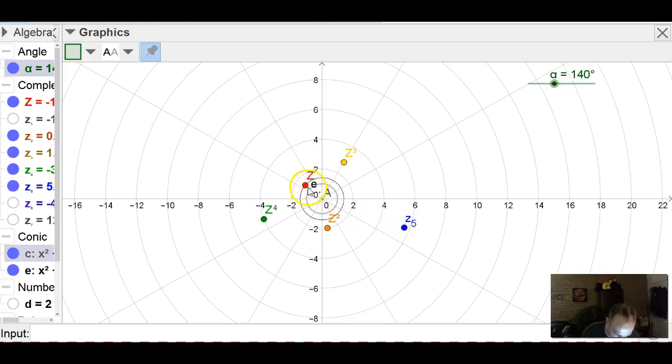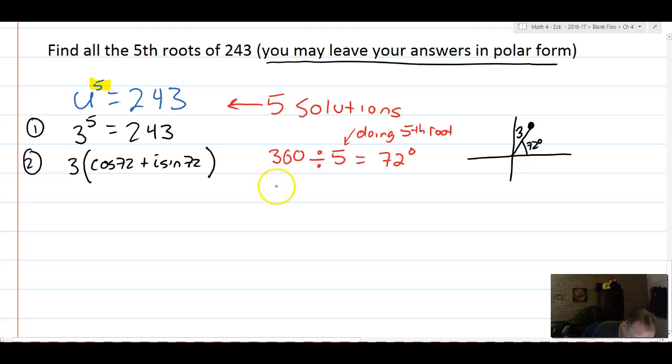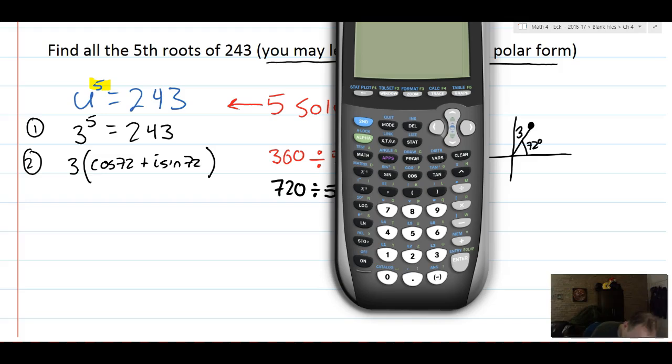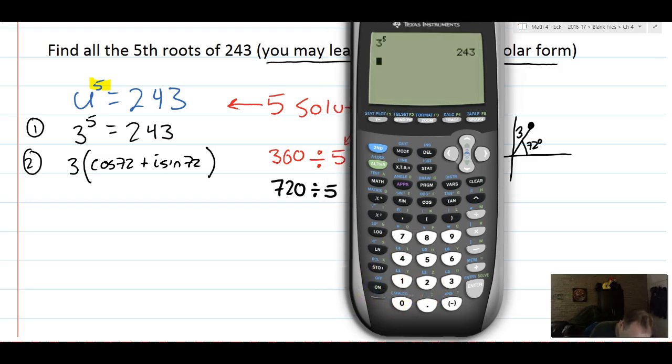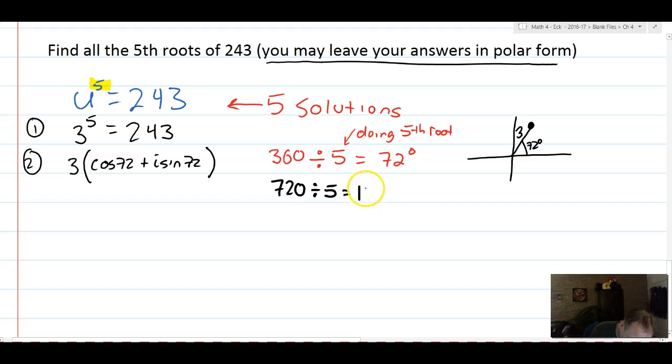It looks like at a little bit more than 140, when z is over in the second quadrant, I'll have gone two times around and I'll be back at the zero axis. So two times around is represented by 720. To find this next one, I'm going to do 720 divided by 5 and get 144. So my third root is going to be 3 cosine 144 plus i sine 144.